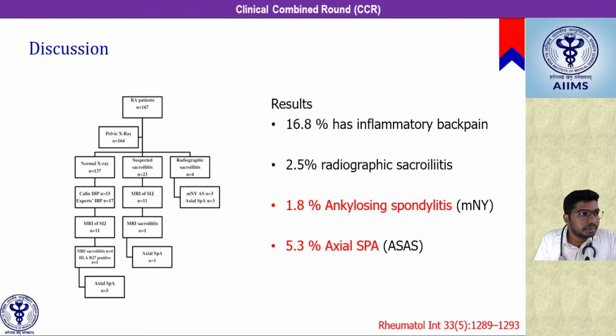They followed a specific algorithm for looking for features of spondyloarthritis, including a pelvic X-ray. If it was not clear, they did an MRI to look for sacroiliac joint involvement. The results were that among the 167 patients, nearly 2% had ankylosing spondylitis in the RA group, and axial SpA was 5.3% in the RA group. So this is not as rare as we thought.